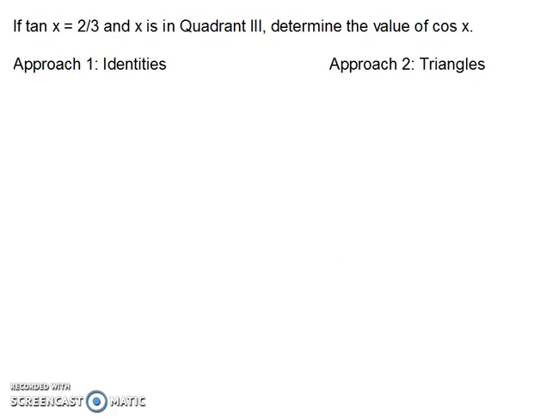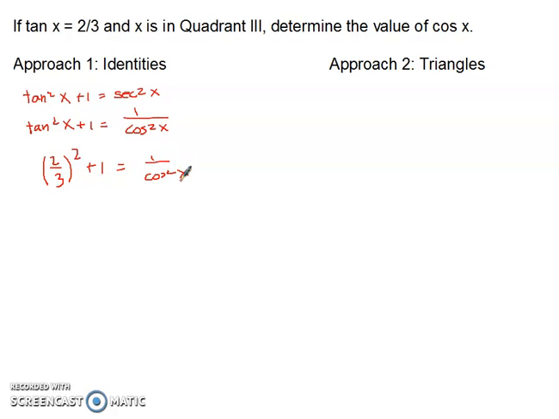If tangent of x is equal to 2/3 and x is in quadrant 3, we're going to determine the value of cosine of x. So our first approach is to use identities. I know using one of my Pythagorean identities that tangent squared of x plus 1 is equal to secant squared of x. I'm trying to find the value of cosine, so I can also write this as tangent squared of x plus 1 is equal to 1 over the cosine squared of x. Now I know tangent is 2/3, so 2/3 squared plus 1 is equal to 1 over the cosine squared of x.